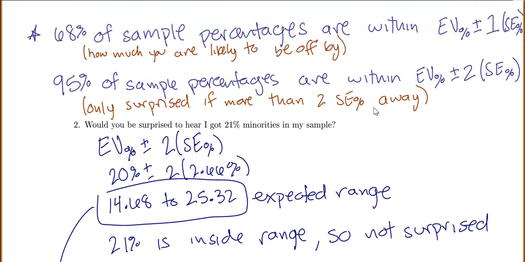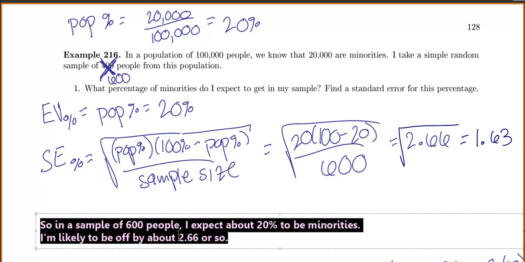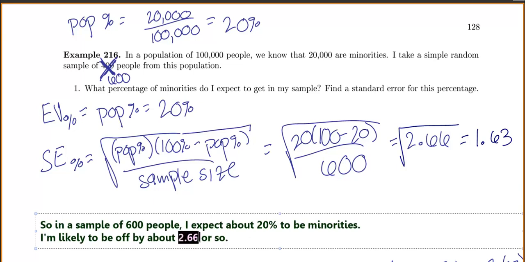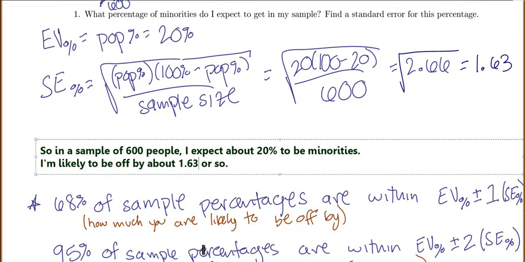I just barely realized that I messed up. The standard error for the percentage, when I did 20 times 100 minus 20 over 600, I got my answer and I forgot to take the square root. This should be the square root of 2.66, which gives me 1.63. So let's go through and fix that everywhere. So my standard error is now 1.63. So I'm only likely to be off by about 1.63 or so.